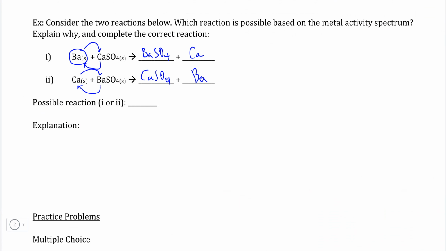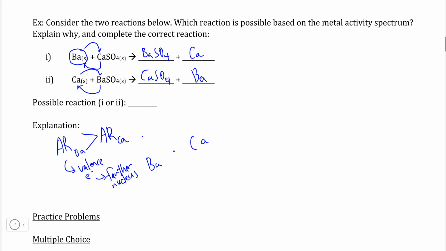Therefore, we can conclude that in terms of atomic radius, barium has a significantly greater atomic radius than, let me just write this carefully, than calcium. Therefore, its valence electrons are farther away from the nucleus, and the farther away these electrons are from its nucleus, the weaker the attraction is between the nuclear charge and the valence electrons.